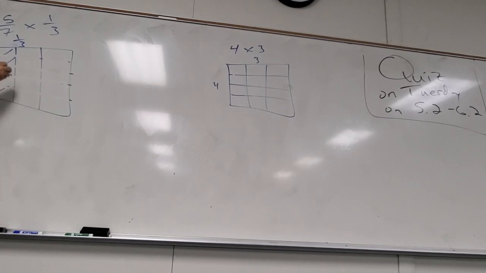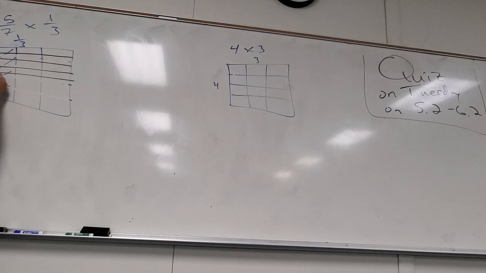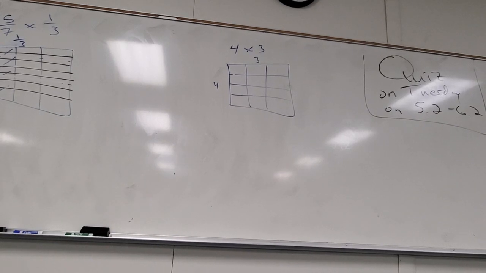Into 7 parts. And then I want to shade in how many of those? 5 of those. So I'm only going to shade in, so this is 1/3, says only this exists. I kind of want that to make sense. If I do 1/3 of something, the other 2/3 don't exist anymore. So now I want to do 5 sevenths of that. So now I'm going to shade in 1, 2, 3, 4, 5.